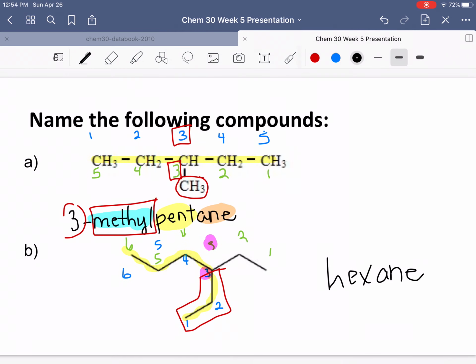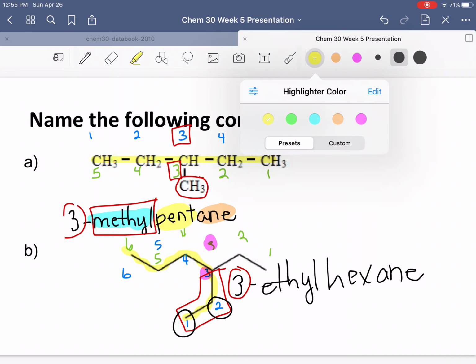Coming off of there, a 2 carbon side chain. 2 carbons off is going to be eth. And it's not just eth because it's an alkyl group. It's ethyl. Last thing we have to do is say where that thing is. It's on carbon number 3, so this is going to be 3-ethyl hexane. 3 is telling you where that side chain is located.